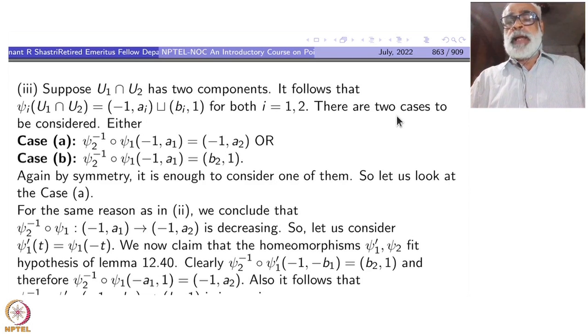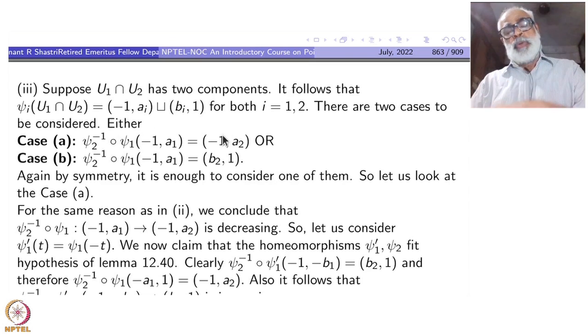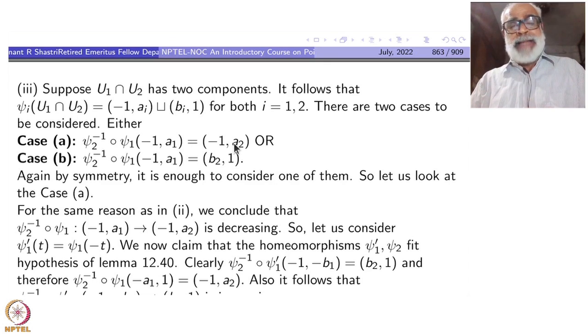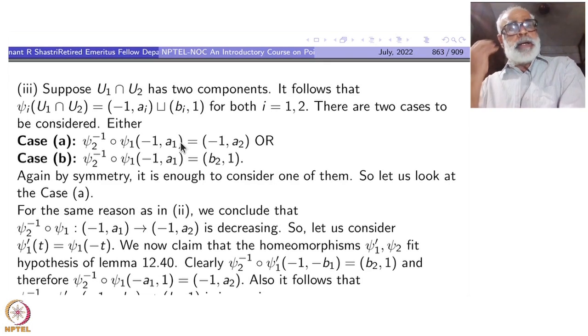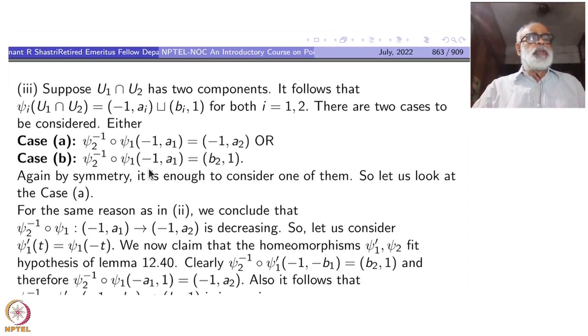There are two cases to be considered again here. Namely, psi 2 inverse psi 1, this component minus 1 to a1 may be mapped to minus 1 to a2 there, or to b2 to 1. Which way they are mapped, that is what I have to see. So psi 2 composite psi 1 inverse may be from minus 1 a1 to minus 1 a2, or it may be minus 1 a1 to b2 to 1. As soon as this happens, the other one, namely b1 to 1, should be the other component, that is fixed. You have freedom only to choose where one of the components goes. The other component has to go to the remaining component. There is no choice.